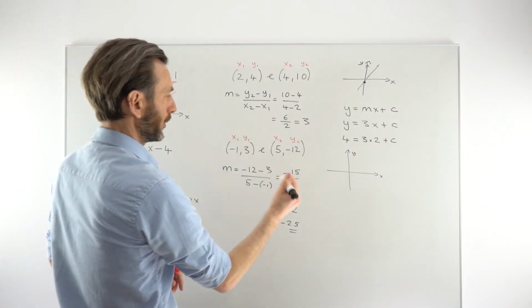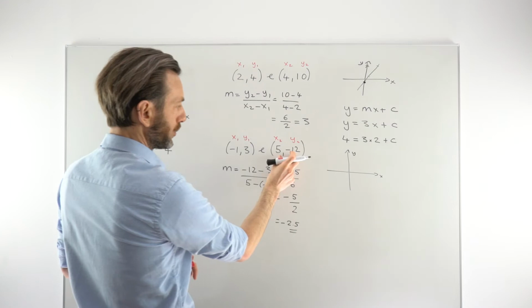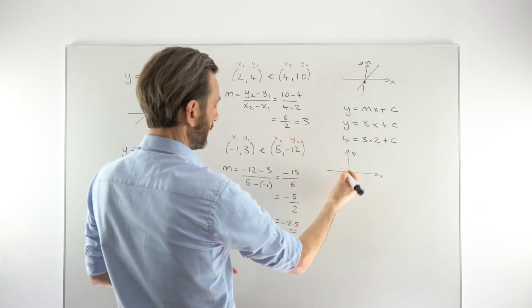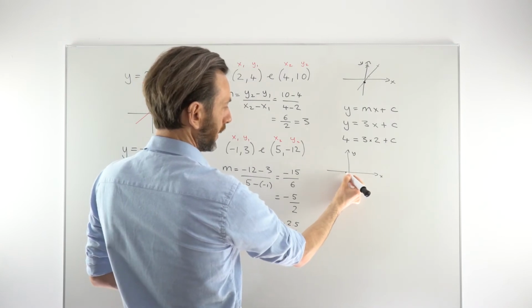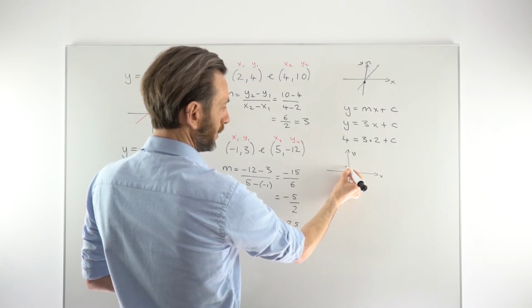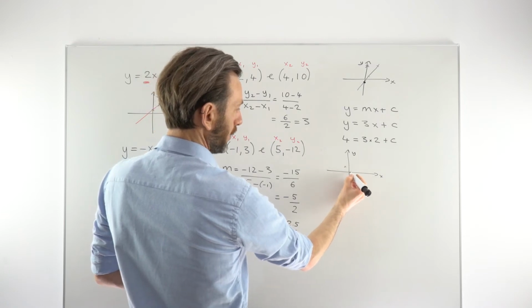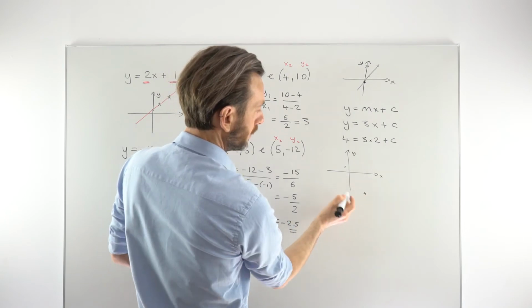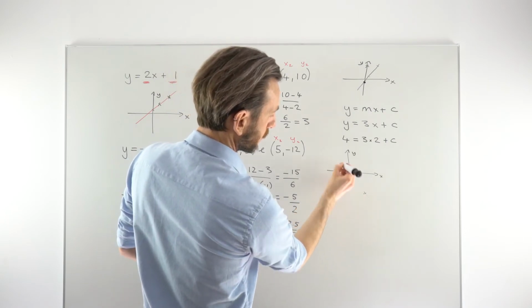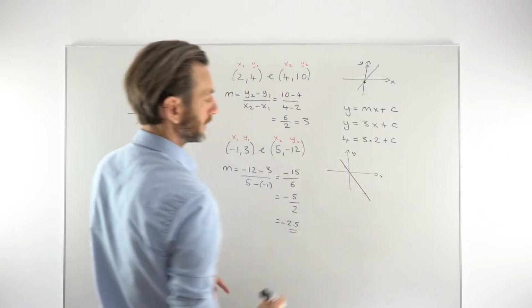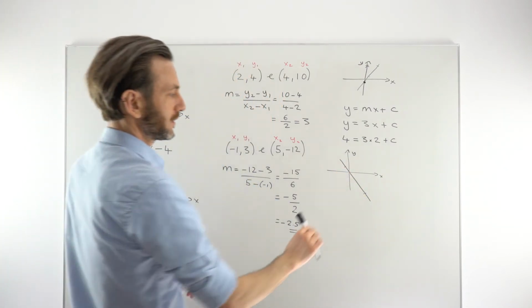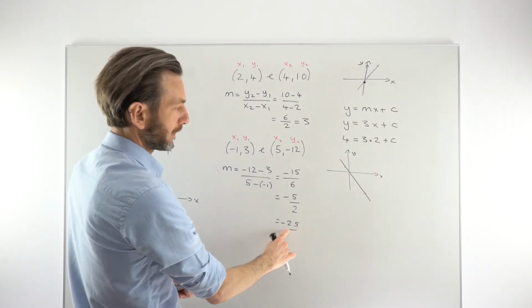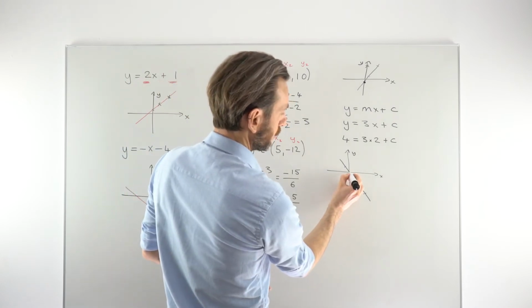So marking on our points again reasonably accurately. Try and keep orientated as to where your points are going to be. This point is a lot bigger than the others, so make space for that. So -1, 3 is like up here somewhere, and then 5, minus 12 would be way down there. So our line is going to go through those points, something like that. We can clearly see that we've got a steep-ish negative gradient, which fits in perfectly with the number that we got there.